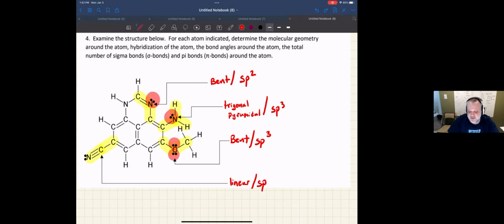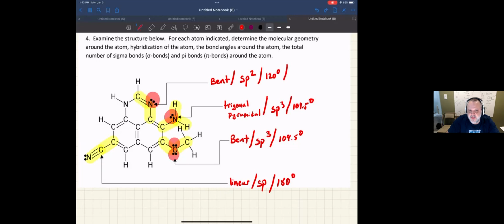Now let's do those bond angles. So with the trigonal planar electron geometry, I get a 120-degree bond angle. With tetrahedral electron geometry, I get 109.5 degrees. So that applies for the next one as well. And for the last one, of course, it's linear, so that's 180 degrees.